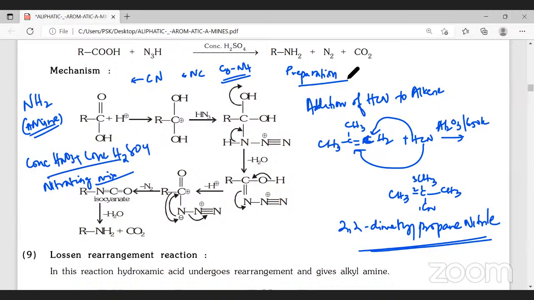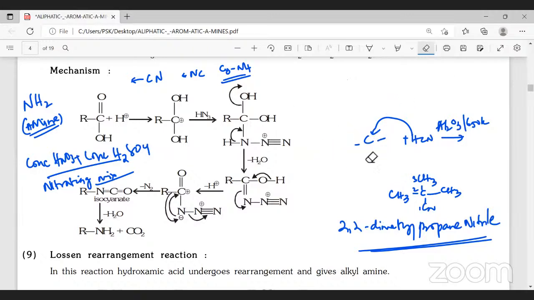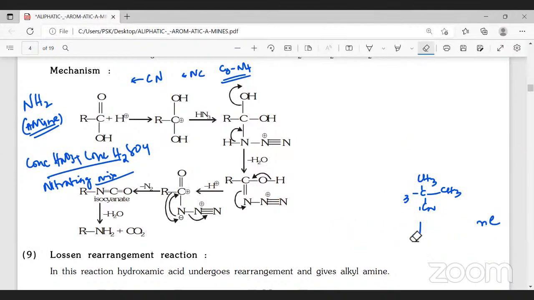Now, these are the methods of preparation of cyanides. Now, we have to learn some of the chemical properties of cyanides. So we will learn the chemical properties of cyanides and then isocyanides later. Reactivities or chemical properties of cyanides.